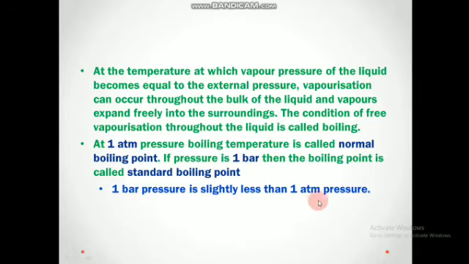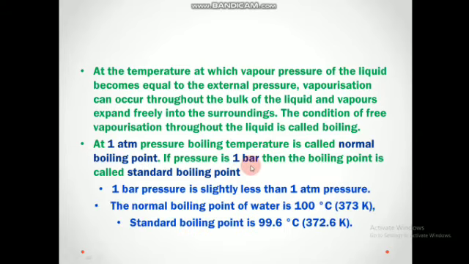So if we consider pressure in atmospheric pressure, it will be more than if we consider it in bar pressure. So 1 atm pressure is more than 1 bar pressure, and hence the normal boiling point and standard boiling point will also have a slight difference. The normal boiling point of water is 100 degrees Celsius, which we get when we consider 1 atmospheric pressure, and 99.6 degrees Celsius is enough to cover 1 bar pressure. So as we told, 1 atm is slightly more than 1 bar, and the boiling point is also slightly more than when we consider bar pressure.